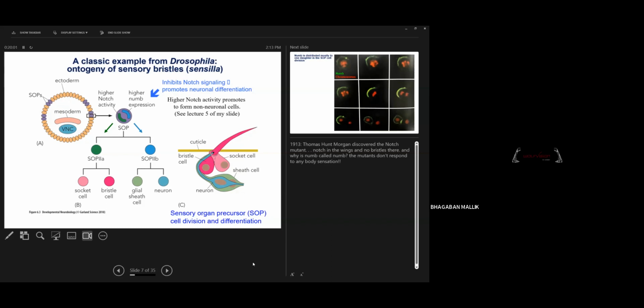Here I have written that higher Notch activity promotes formation of non-neuronal cells. When I was talking about Notch-Delta signaling in the last lecture, lecture number 5 or something like that, I mentioned that the cell which expresses Delta produces more bHLH transcription factor, the basic helix-loop-helix transcription factor. Because of the expression of bHLH, you have formation of neurons, and that is because of more expression of Delta. But if you have more expression of Notch, it will produce non-neuronal cells. That's what you are seeing here. You have more expression of Notch in these cell types.